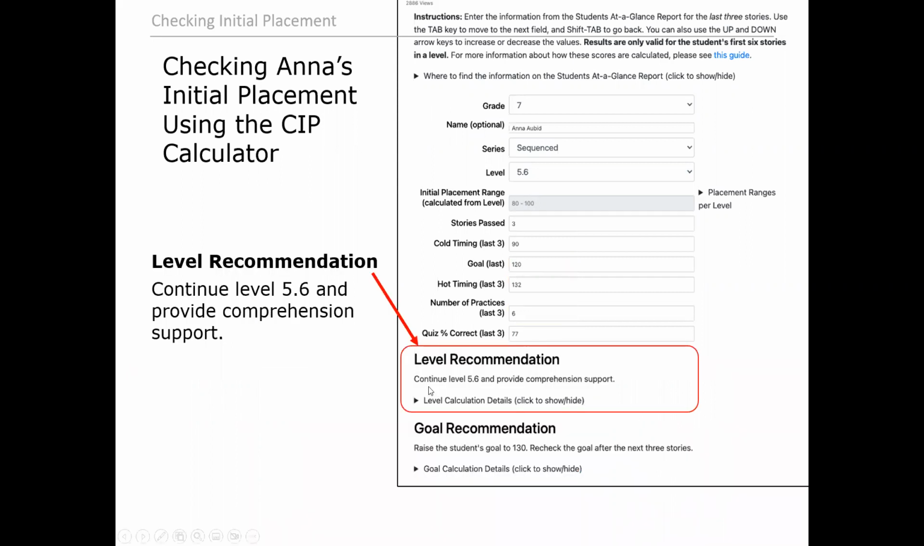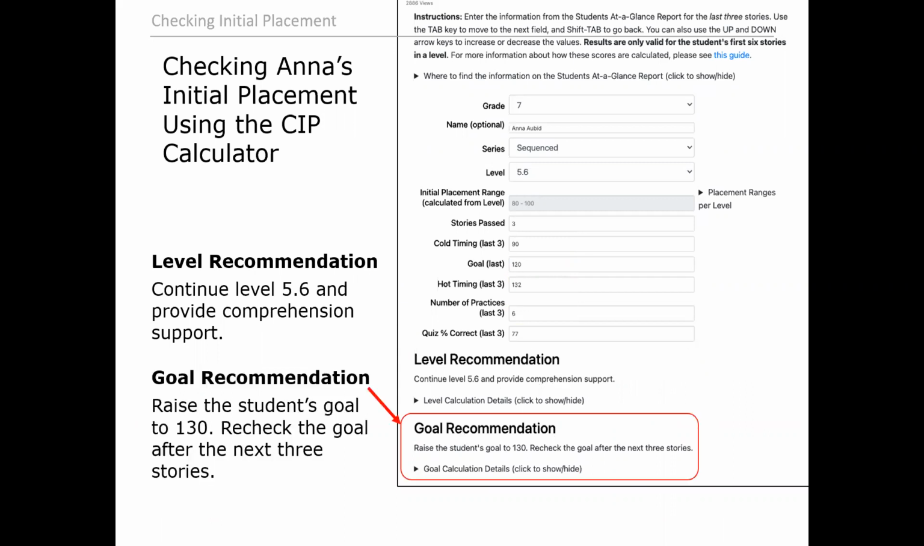Look what it says here. It says continue level 5.6 and provide comprehension support. It's exactly what we saw in those tables. It's exactly the recommendation I gave. It also lists the goal recommendation and it tells you to raise the goal to 130.